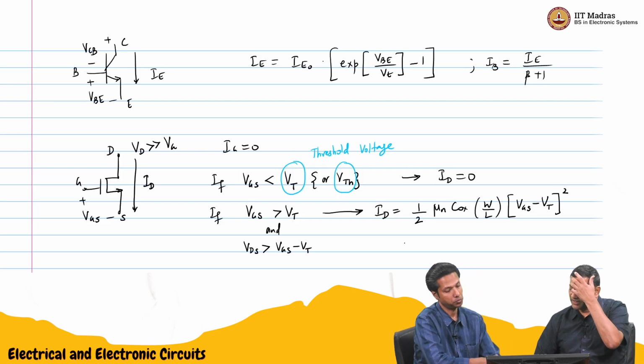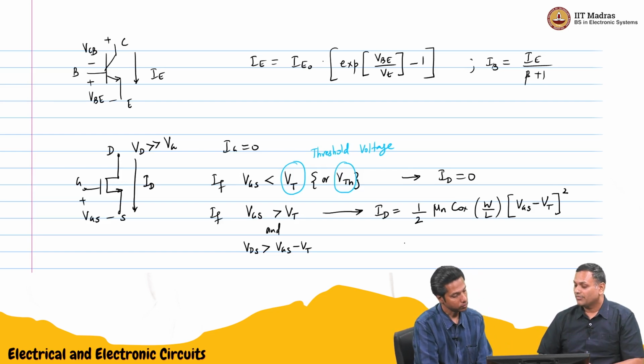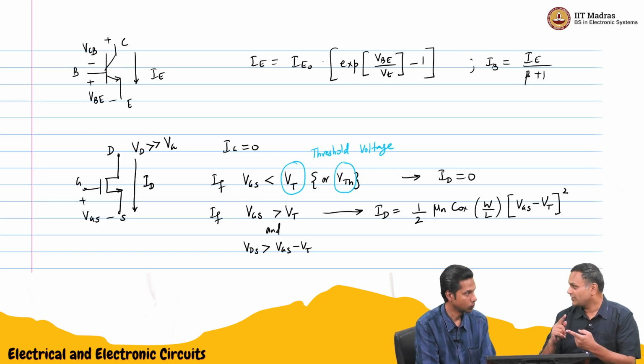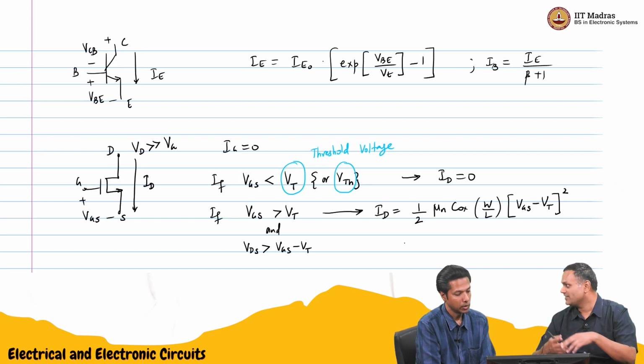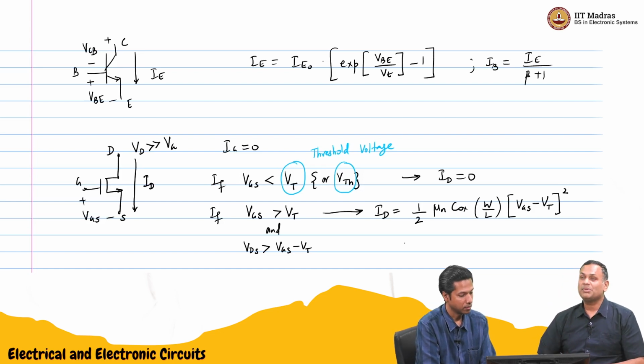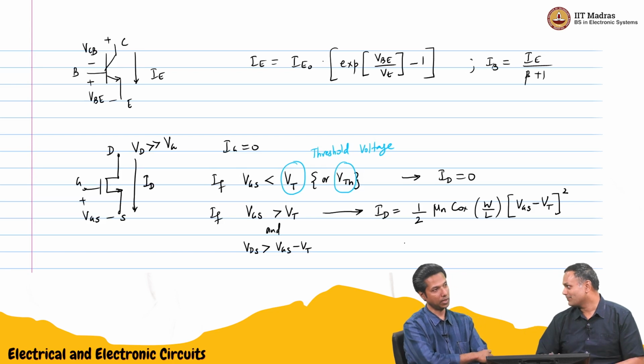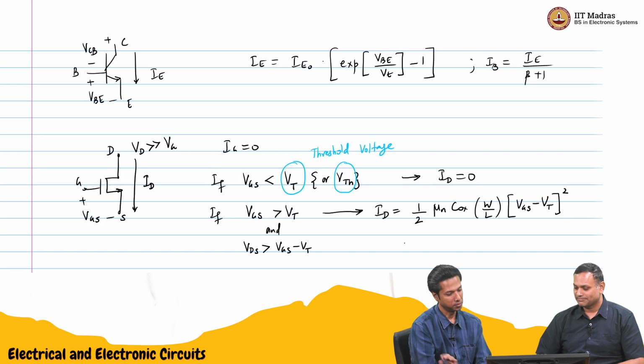And this VGS minus VT is a very useful quantity. Some people call it the overdrive voltage because threshold voltage is when the device starts conducting, so whatever voltage you apply on top of it is the overdrive. Some people like to call it VD sat. We will see why in a few minutes. Textbooks will have different names for it, so we just need to tell the students. I think VD sat is common.